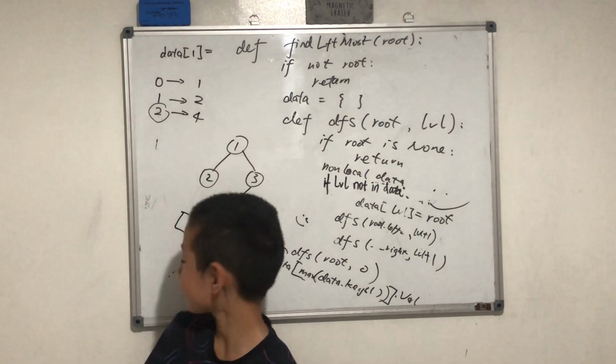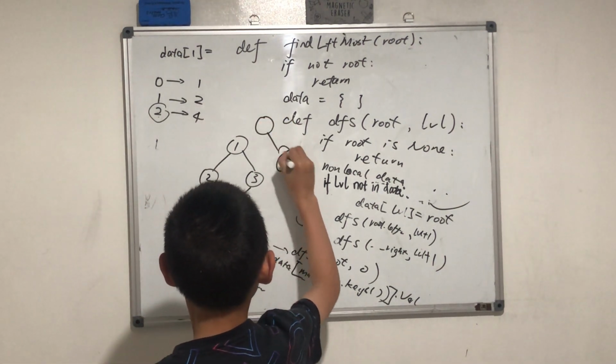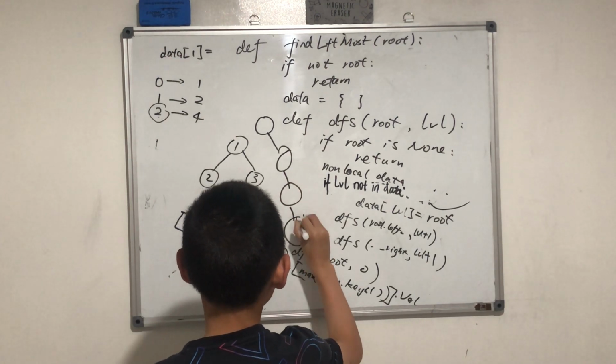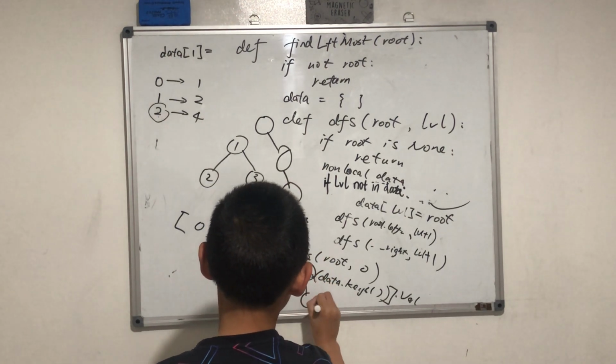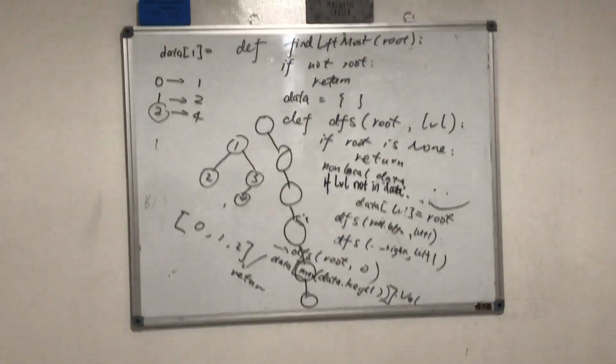Why is that? Can you draw a tree which has n nodes? Yeah, you see, one level, one node, right? So in this case, data will contain n nodes. Okay, very good, very good.